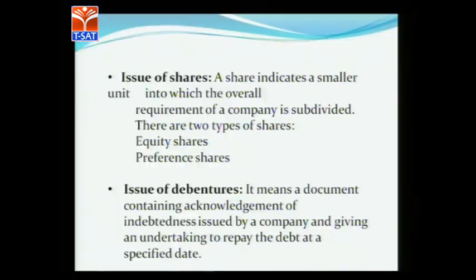And next one is issue of debenture. Debenture is issued by the company under its common seal, acknowledging that it has taken a certain sum of money and will repay that sum on a fixed future date with a particular rate of interest. It is a security and proof that we invested some money in that company. Debenture is a creditorship security.